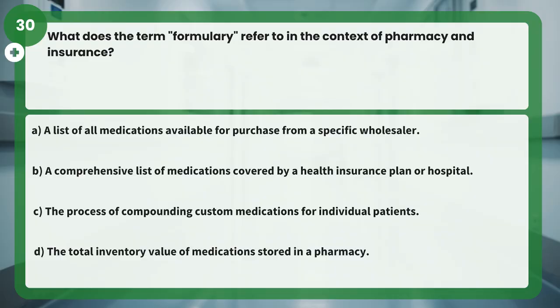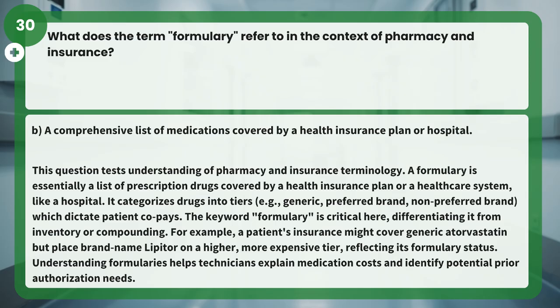Question 30. What does the term formulary refer to in the context of pharmacy and insurance? A. A list of all medications available for purchase from a specific wholesaler. B. A comprehensive list of medications covered by a health insurance plan or hospital. C. The process of compounding custom medications for individual patients. D. The total inventory value of medications stored in a pharmacy. Answer B. A comprehensive list of medications covered by a health insurance plan or hospital.